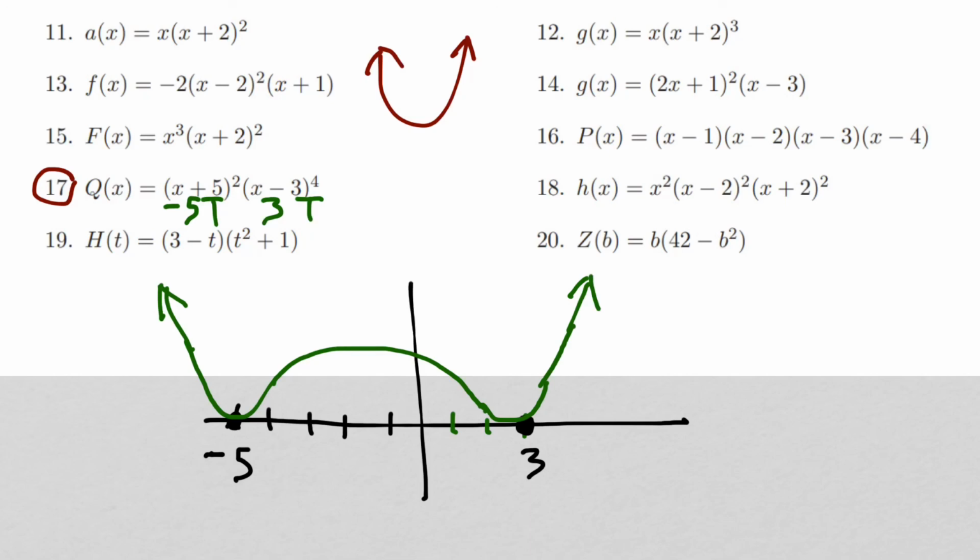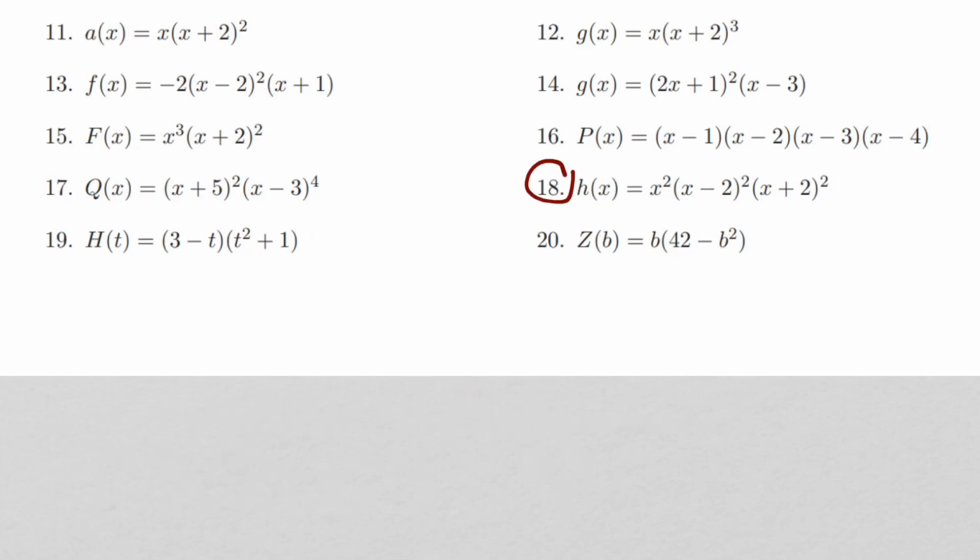Okay, so I'm going to do one more, and this will be the final thing that I do. Let's do 18. So 18, let's look at the zeros. I got a 0 of 2, and negative 2. Those are all touches because I've got multiplicity of 2, 2, and 2. So the degree of my function now, I've got 2 x's, 2 x's, and 2 x's. That's 2, 4, 6. So that's a degree 6.